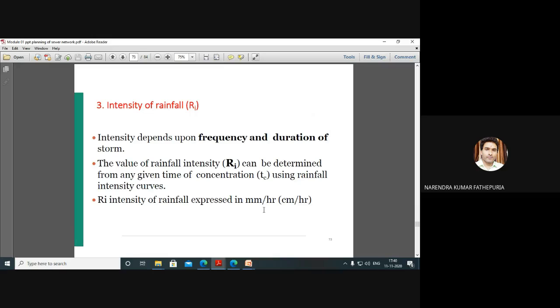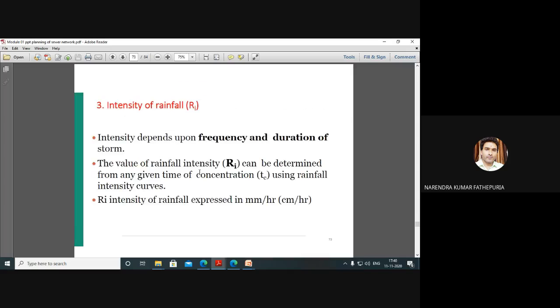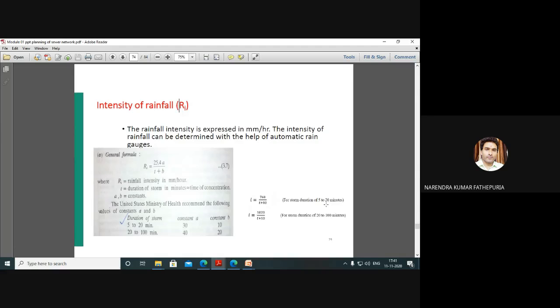Concentration. So time of concentration is nothing but time of flow, addition of time of flow plus time of entry. So there is a time of entry of the runoff and time of flow of the runoff. Both, how much time we will be taking in total, is called the time of concentration. The unit for the rainfall intensity is mm per hour in most cases. Sometimes it is in centimeter per hour.